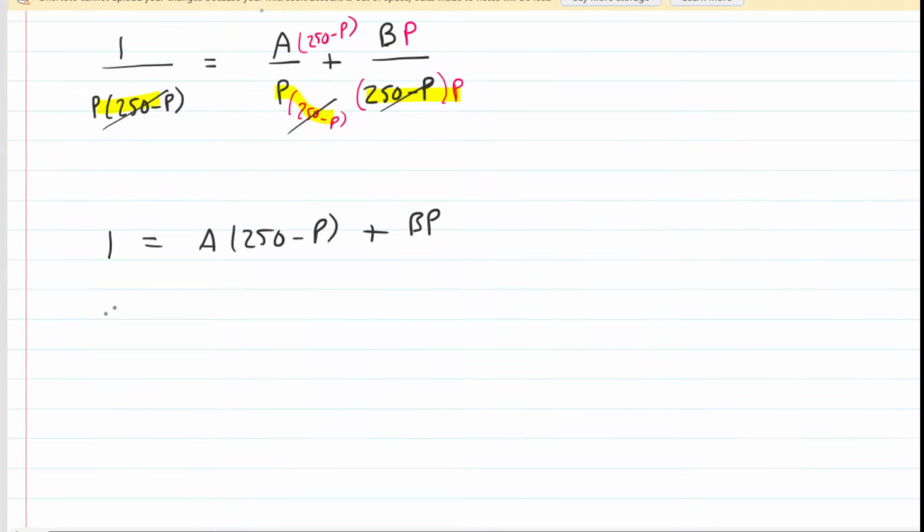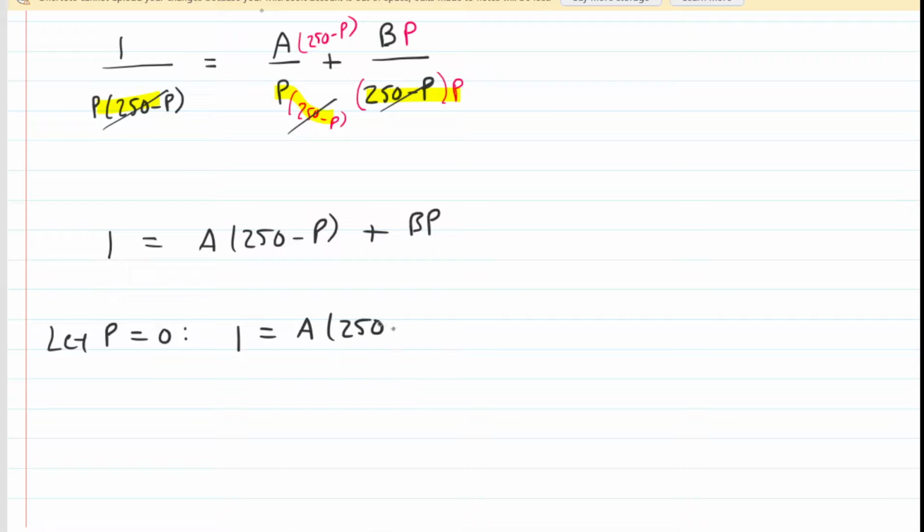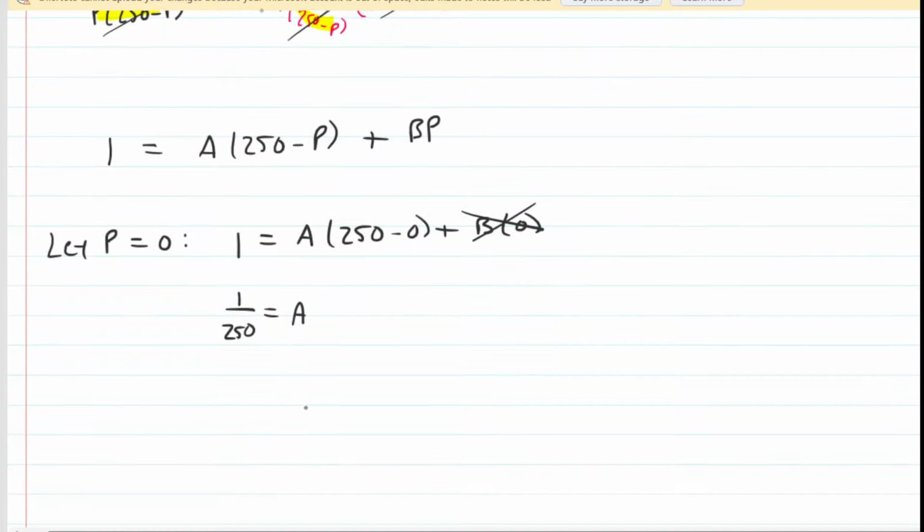And to do that, we're going to begin by letting p equal 0. So everywhere you see a p in this equation, you're going to be filling in a 0. Over here, you're going to end up doing b times 0, which eliminates that term. And then you can see that you can just divide both sides by 250, and that's going to give you the value of a. So that was a neat little trick, and we can do something similar to find b by letting p equal 250.